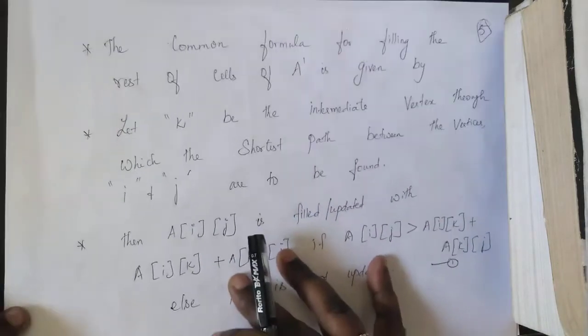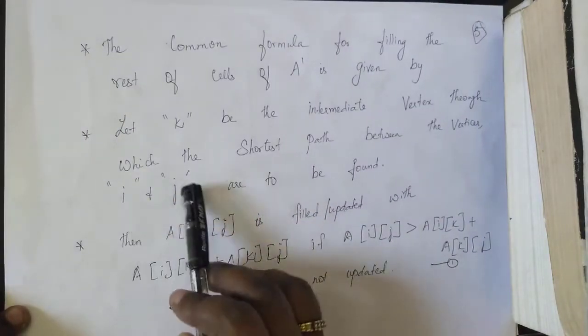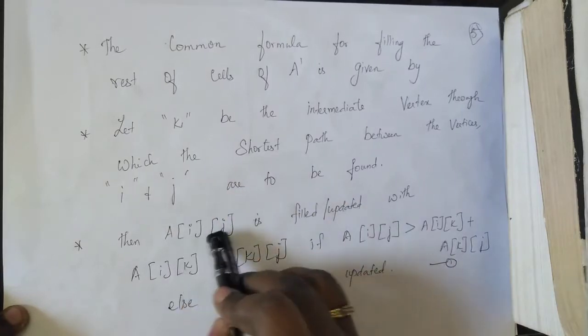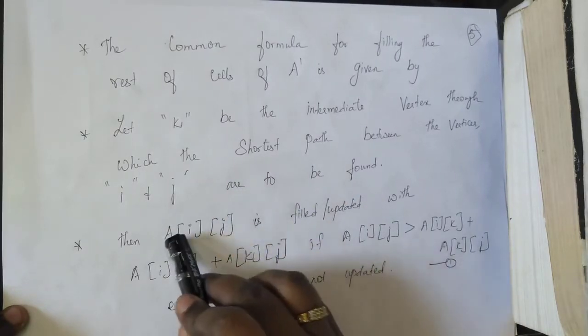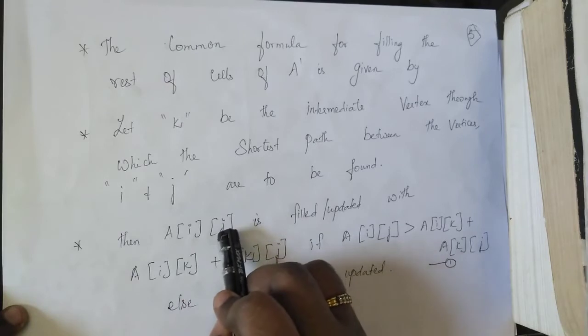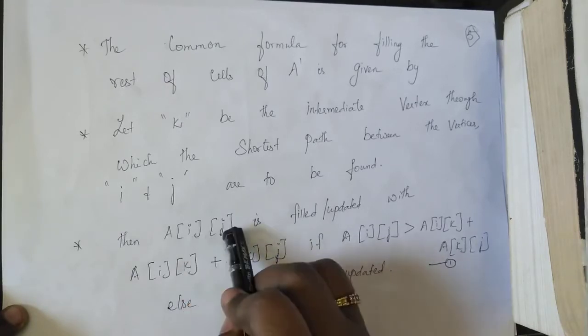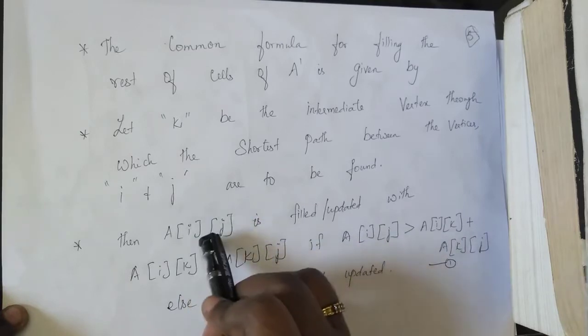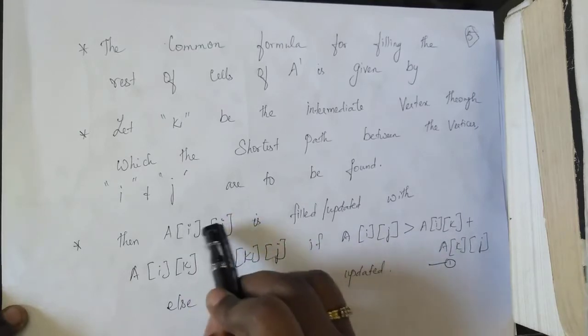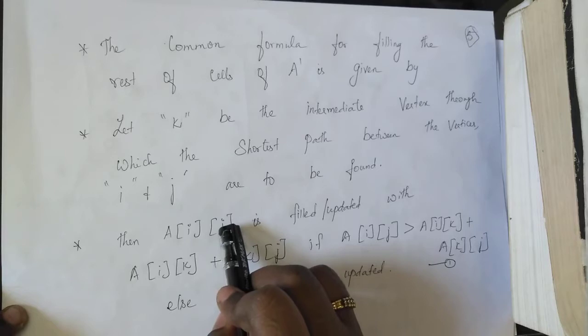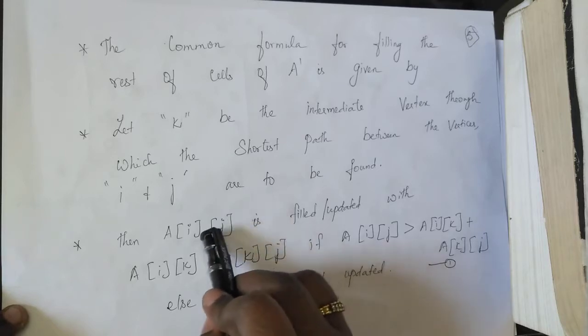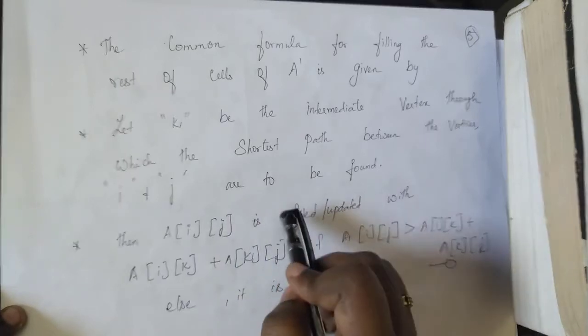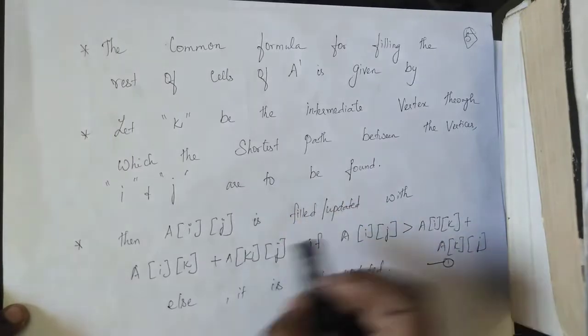So this I and J can represent the rest of the vertices. So let A of I comma J be, for example, A of B comma C or A of B comma D. It can represent anything. We are interested in updating this value. It will already have a value in the A0 adjacency matrix.